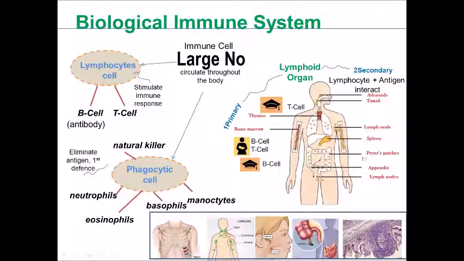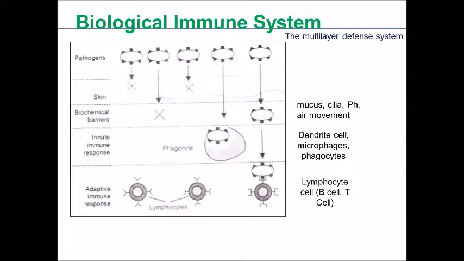So this is the organ in our immune system where the lymphocytes, the B cell and T cell, will communicate with the antigen. The recognition and the scanning, to recognize whether it is a safe or non-safe cell, will happen in this organ. So we have the lymph node, spleen, Peyer's patches, appendix, and also the lymph node. This is the space where the communication, the recognition, occurs. So this is the basic concept of how our immune system functions.